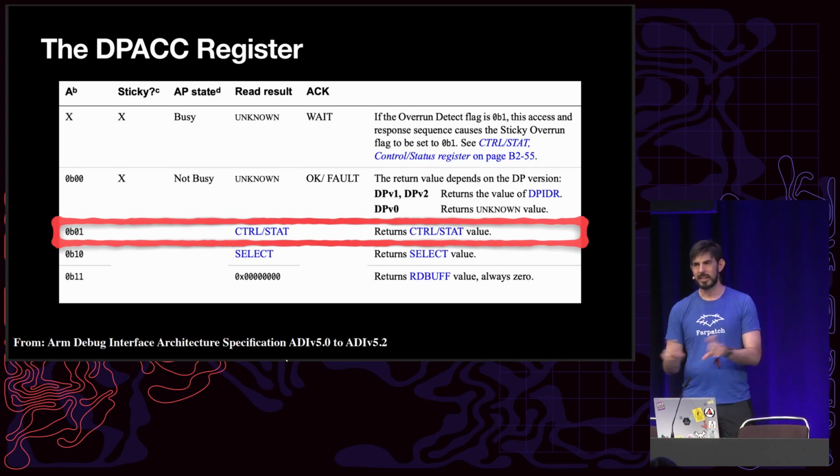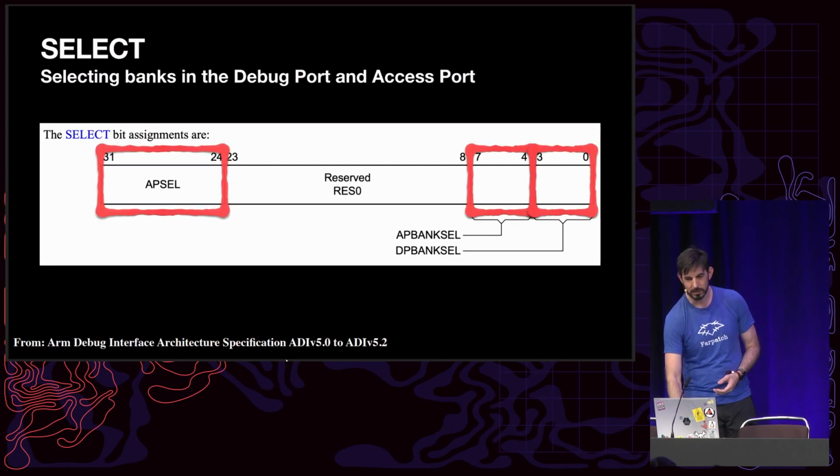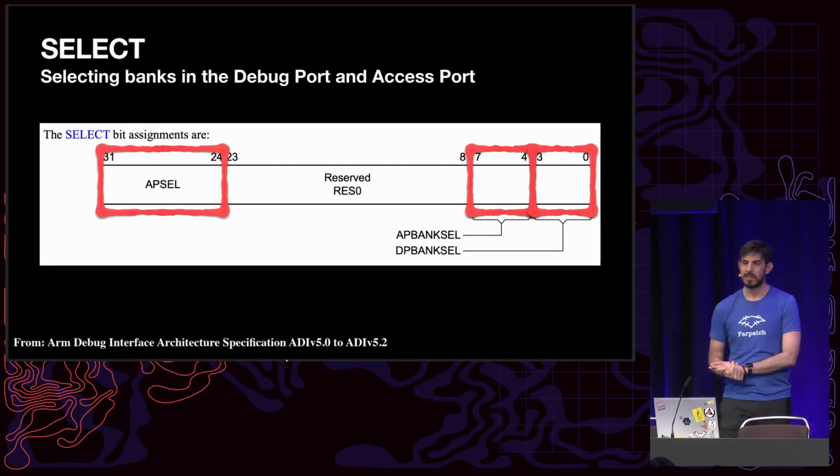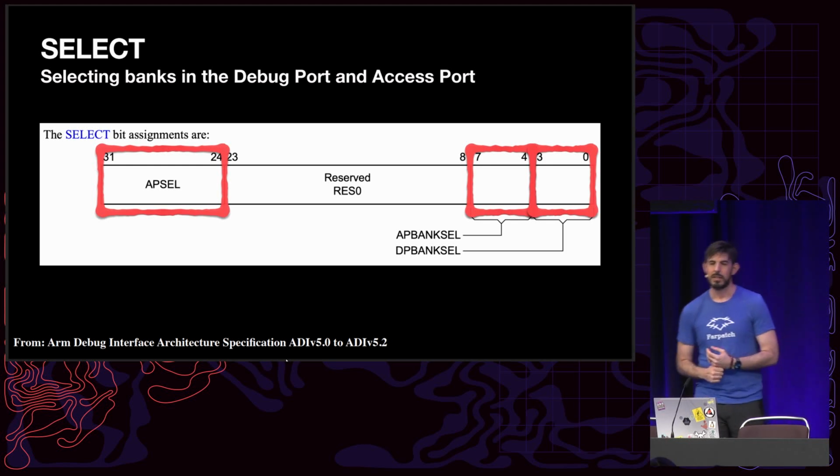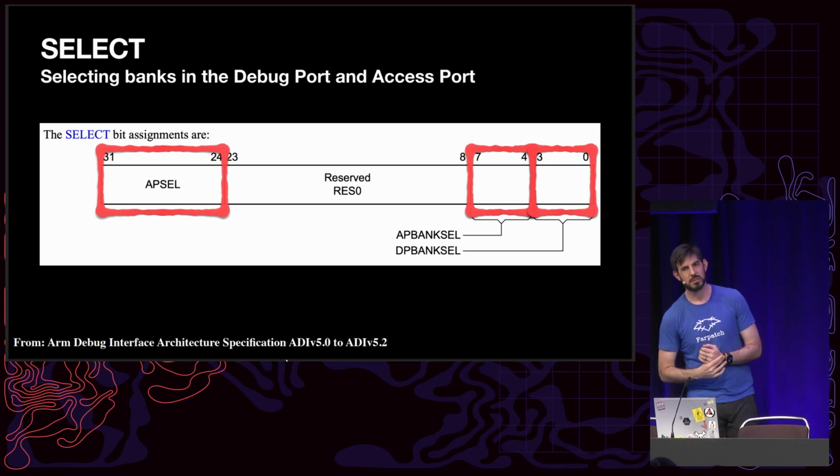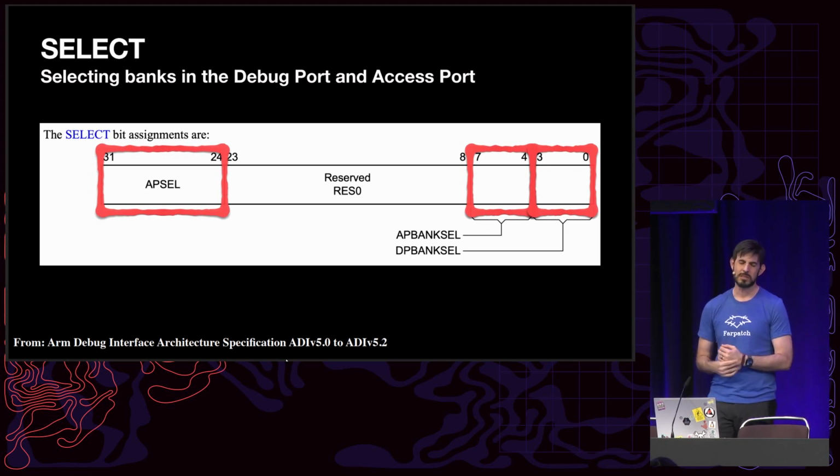And then we have this select register. And this is actually, we won't be accessing the DPACC register very much, but when we do, most of the time it's going to be accessing the select register. It looks like this. There's really only 3 fields. There's DP bank cell that does some things about selecting the control stat register that some of the newer versions require for actually getting set up. We're going to ignore that.